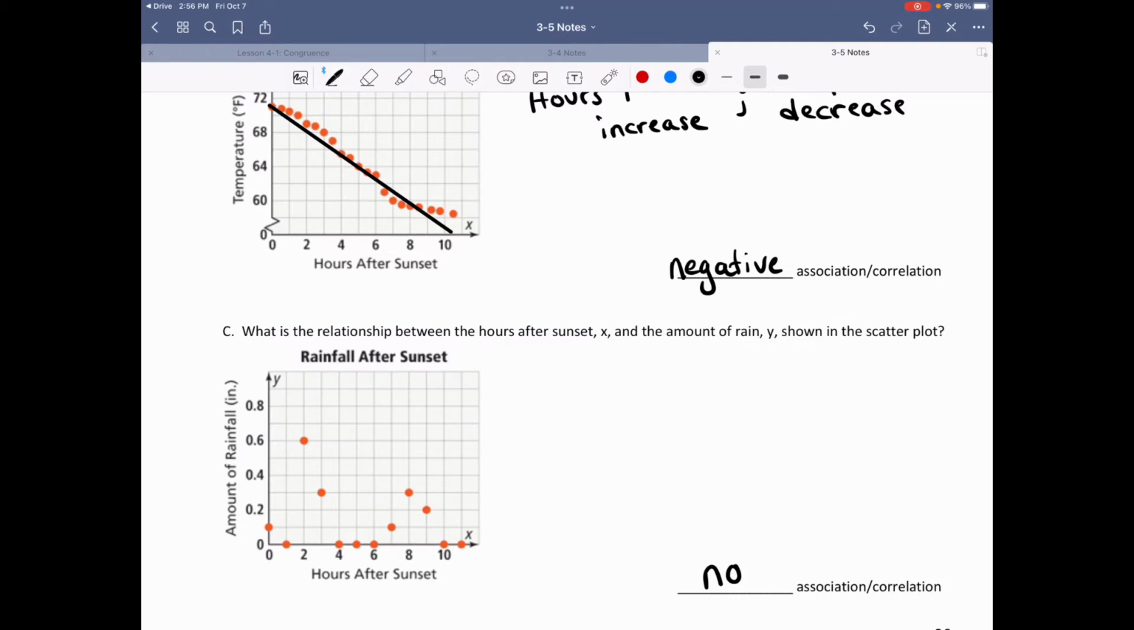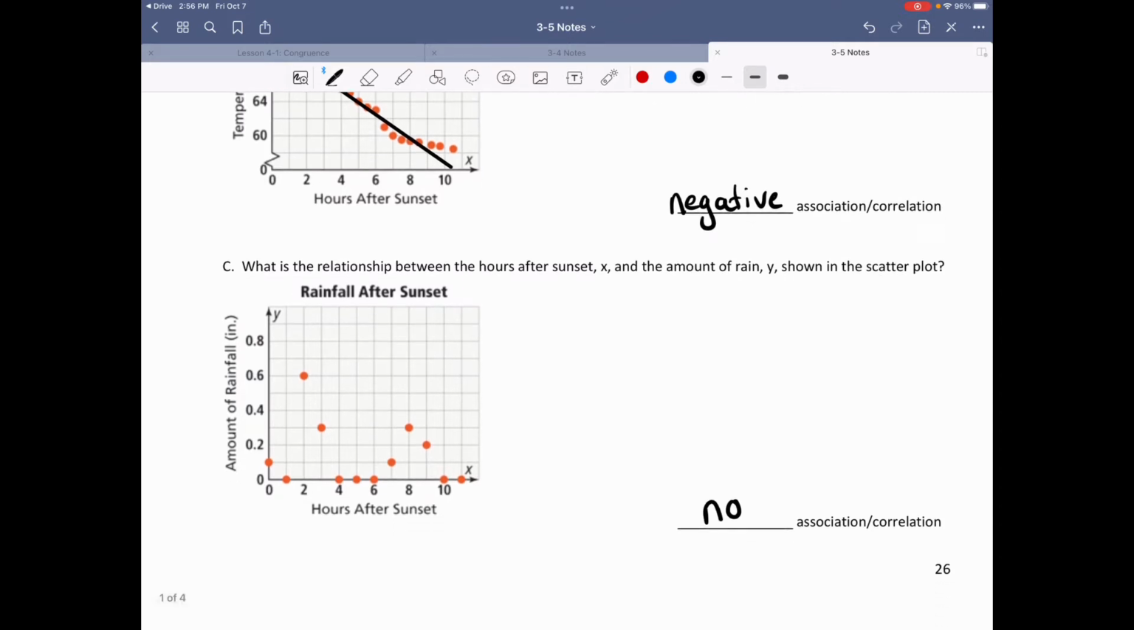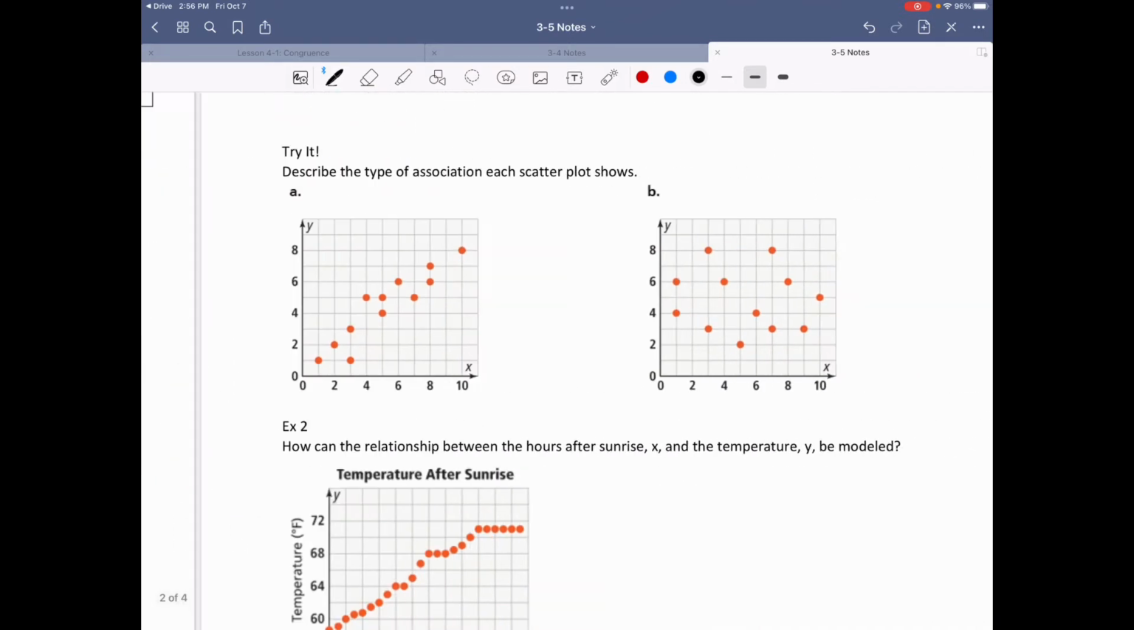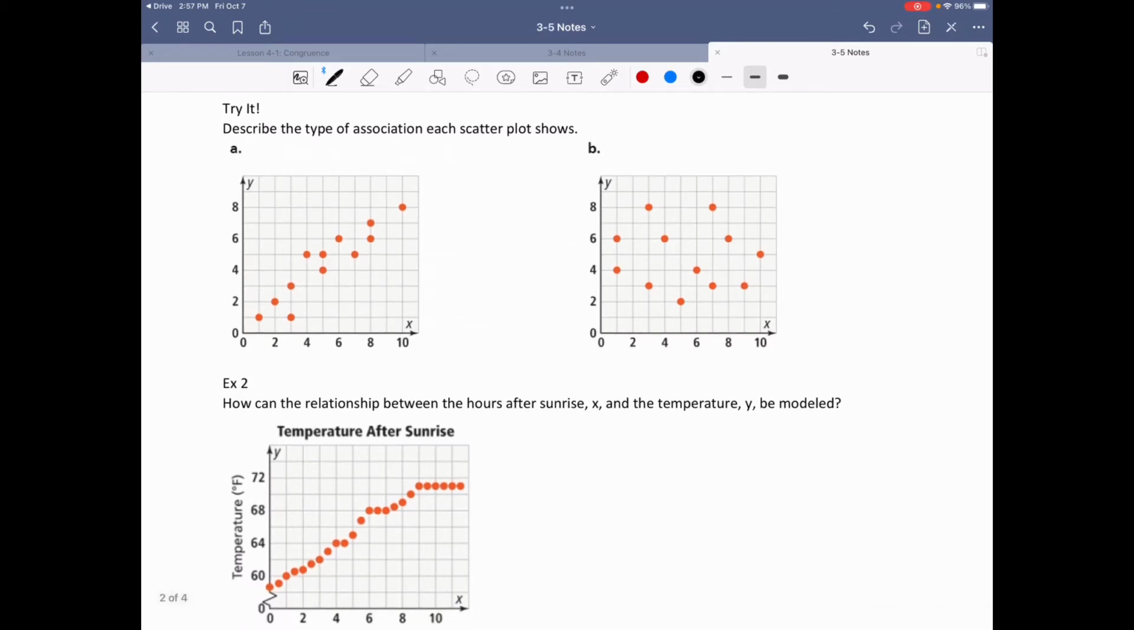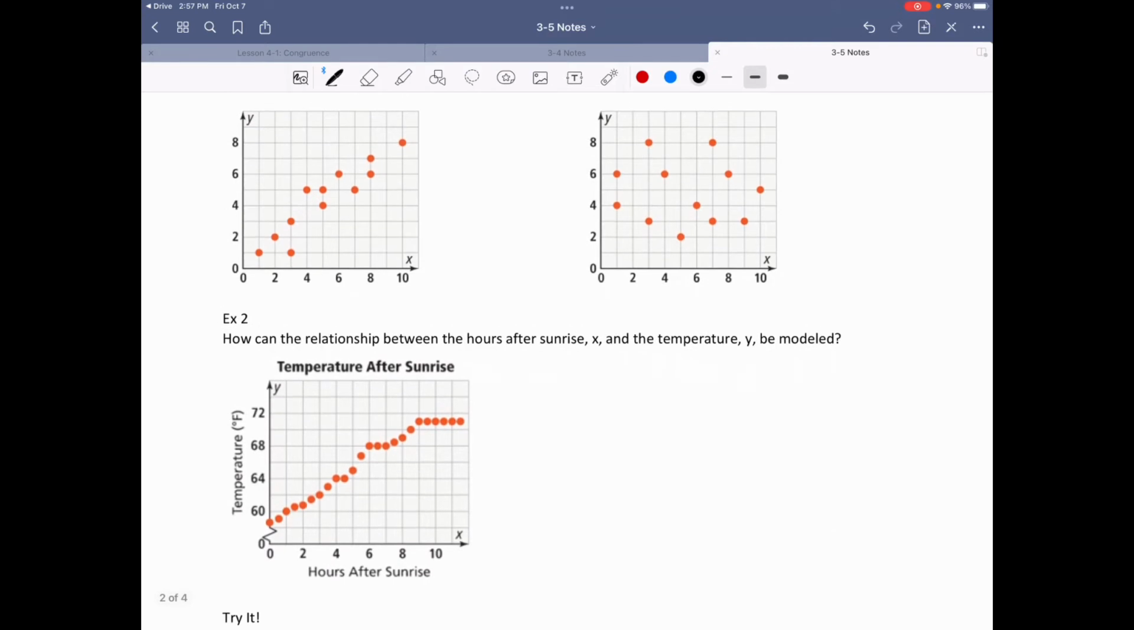All right, turn your page. For these try it problems, I want you to do those on your own, and I want you to do them tomorrow so that you can go back and review these notes. So don't do the try its right now.